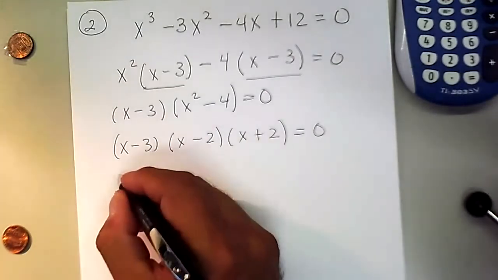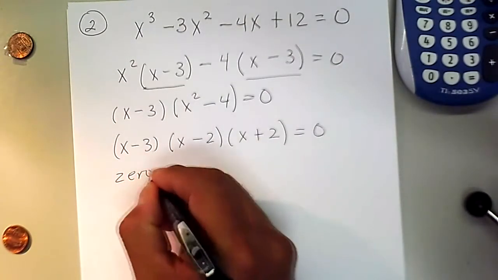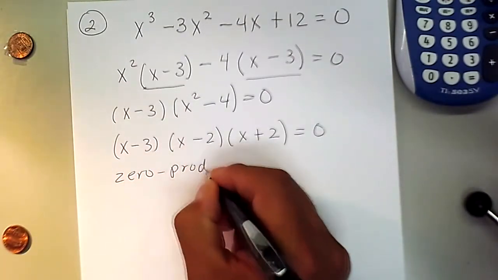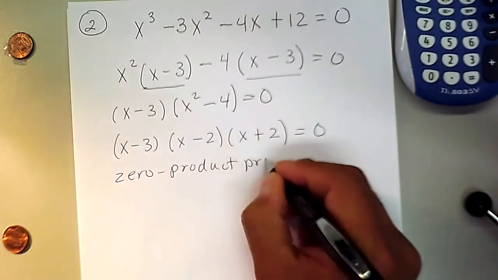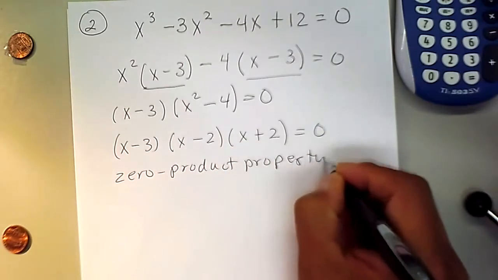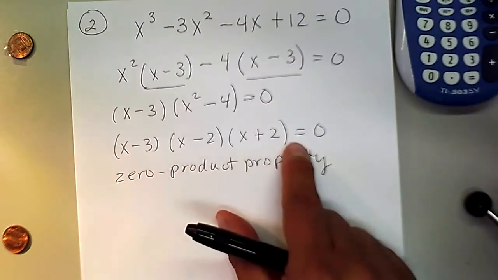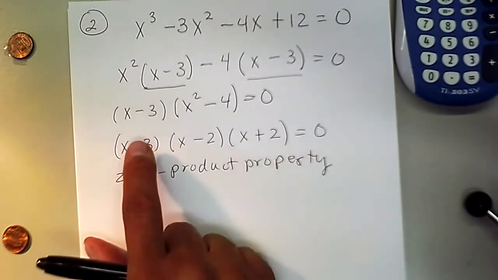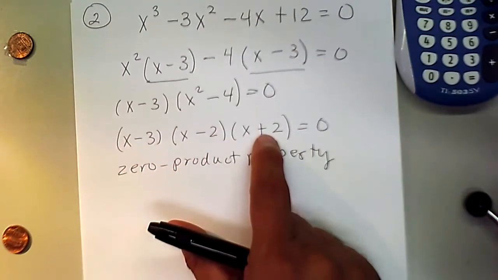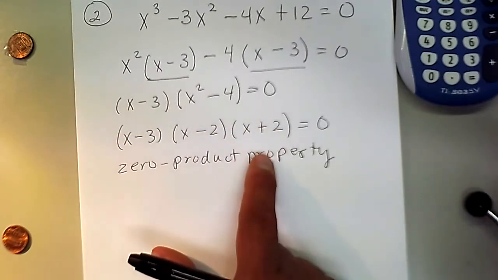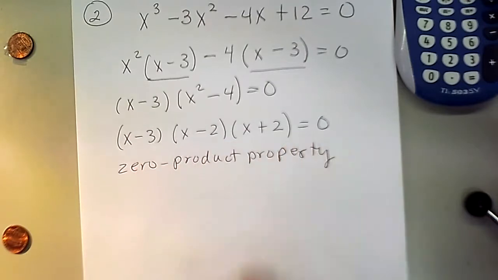All right. So now we use what I call the zero product property, which states that if a product is equal to 0, then each one of the factors could be 0. And that is the only thing that could happen. There's nothing else that could cause this product to be 0.